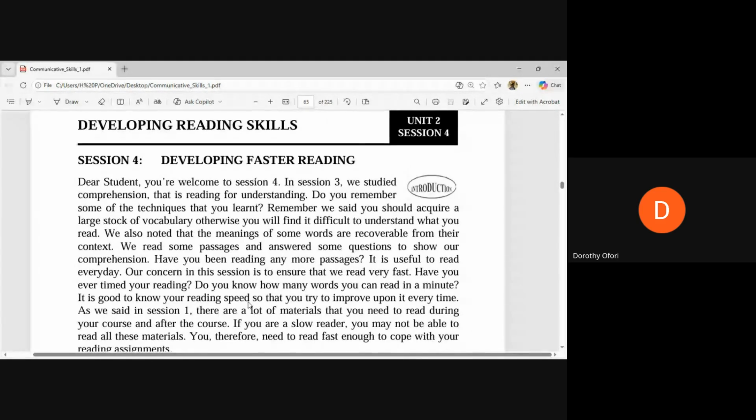But for us as adults, sometimes we do not have time. Sometimes we are writing exams, there is a passage, there is an essay, and we are writing all these within 2 hours. So we need to learn how to read faster so that we will not be in trouble when we are writing exams.